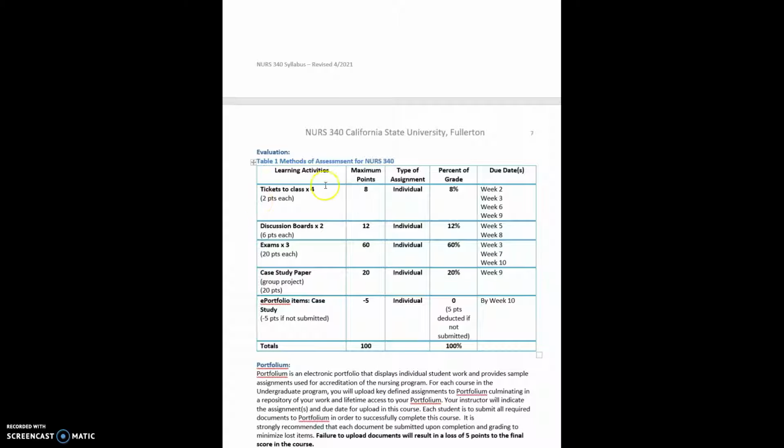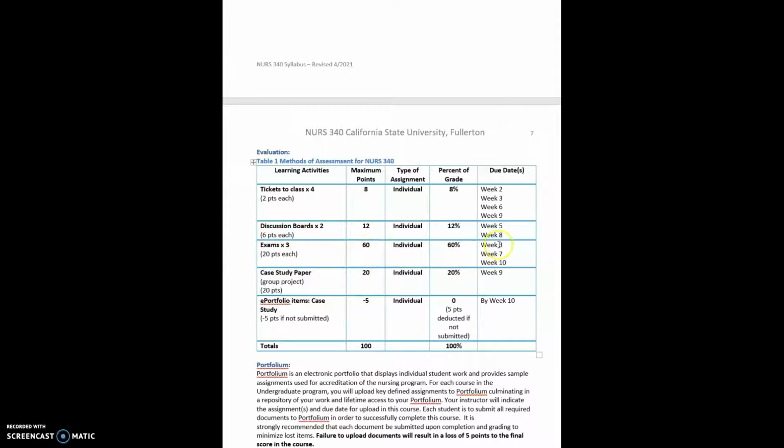The discussion boards, these are individual. You'll post your initial response, and then you will post a reply to one of your colleagues. And the prompts are already there. You just pick one of those prompts. You post it in the discussion board, and you won't be able to see the other posts until you do your original post. The 3 exams, we talked about this, 20 points each.